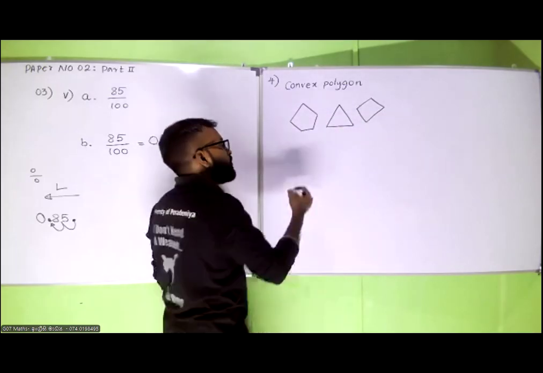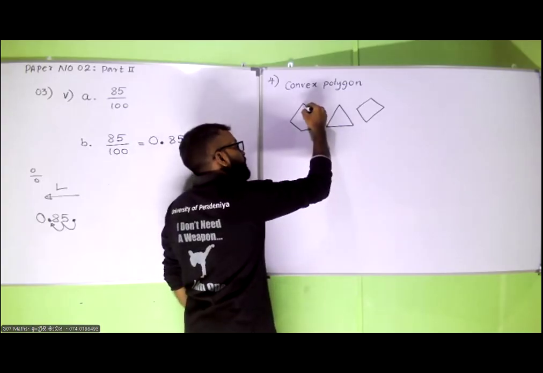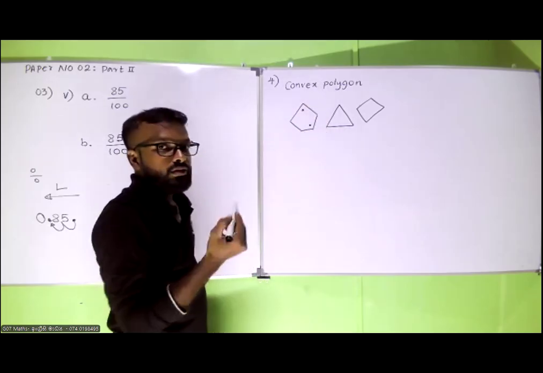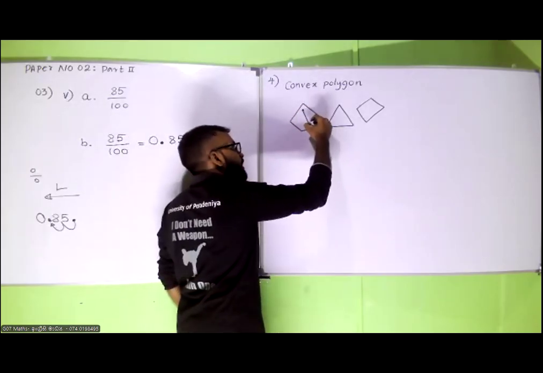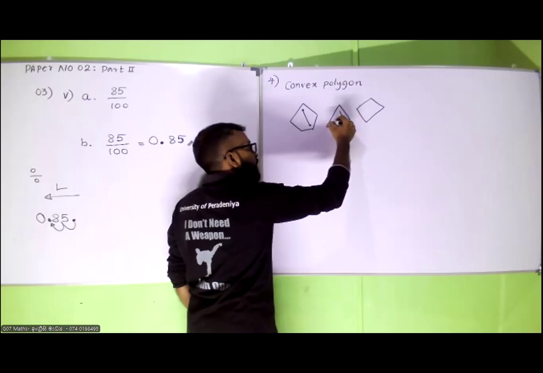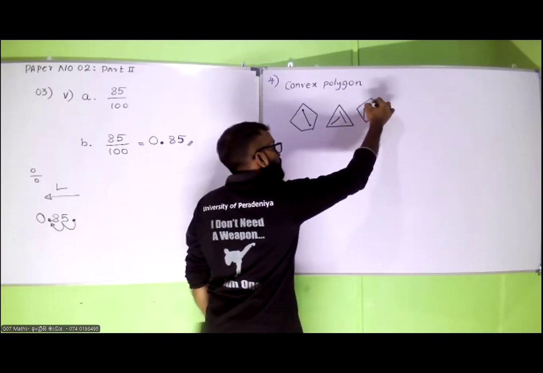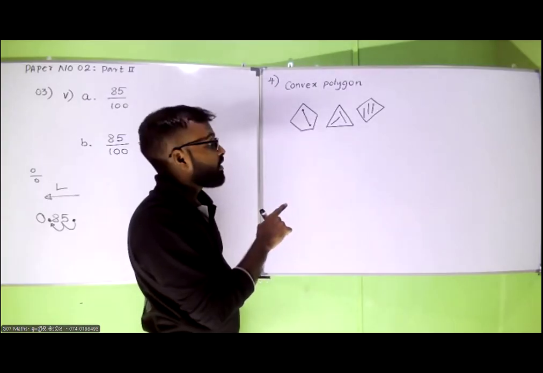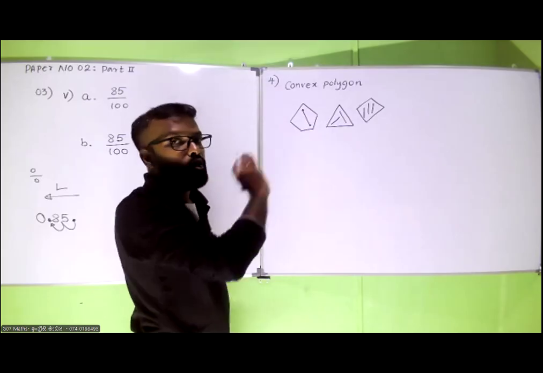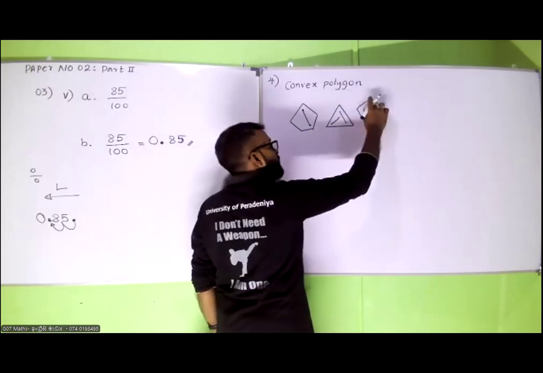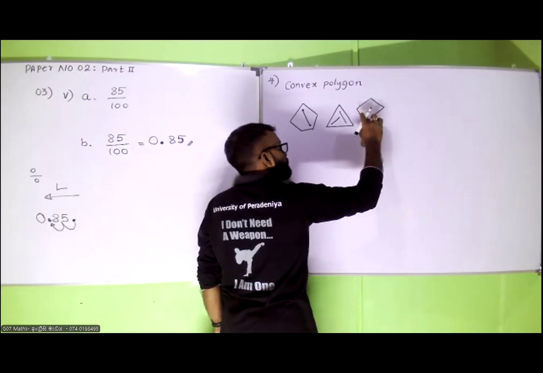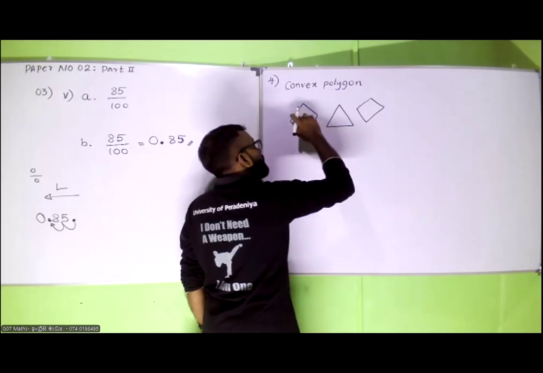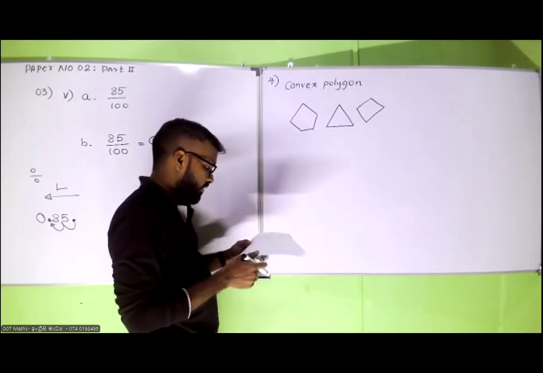So if I mark any 2 points and join them together like this, all the lines lie inside the polygon. No line goes outside the polygon. So this is a convex polygon. These are the examples for the convex polygon.